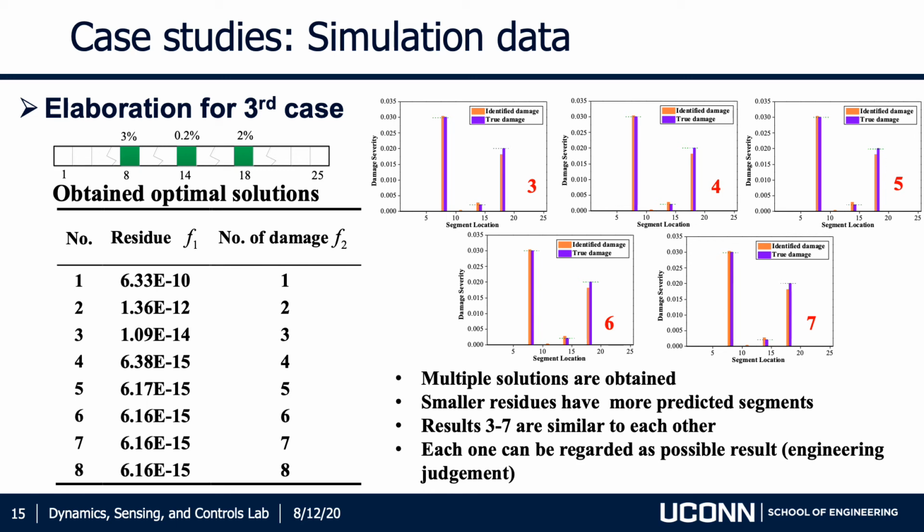This table lists the multiple results obtained. We can see the smaller residues have more predicted segments, and results 3 to 7 are similar to each other, as shown in the 5 pictures, and we can select one solution based on engineering judgment.